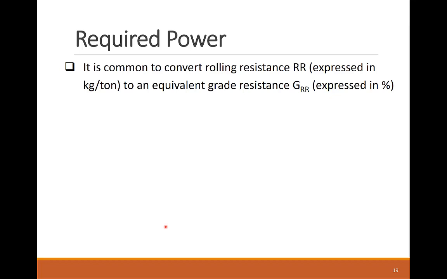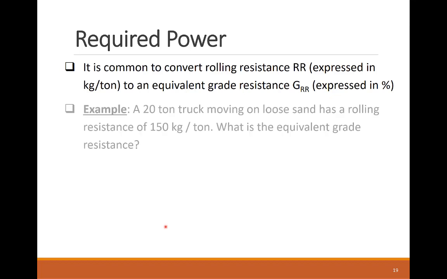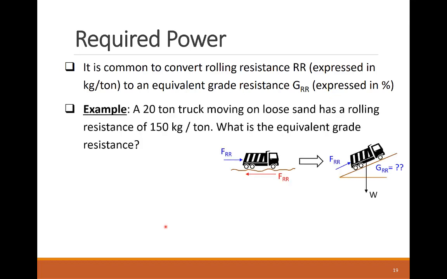As we'll see in the next lesson about performance charts, it's common to represent the required power in equivalent grade percentage value. This means that we can keep the whole hauling route slope in its given grade percentage, but we will need to transform the rolling resistance, expressed in kilogram per ton, to an equivalent grade resistance. It's like transforming a leveled rough surface with a rolling resistance R, kilogram per ton, into an equivalent smooth sloped surface with grade GRR.